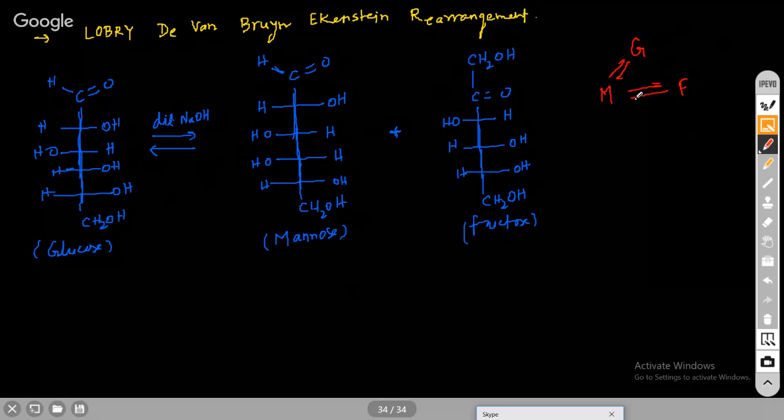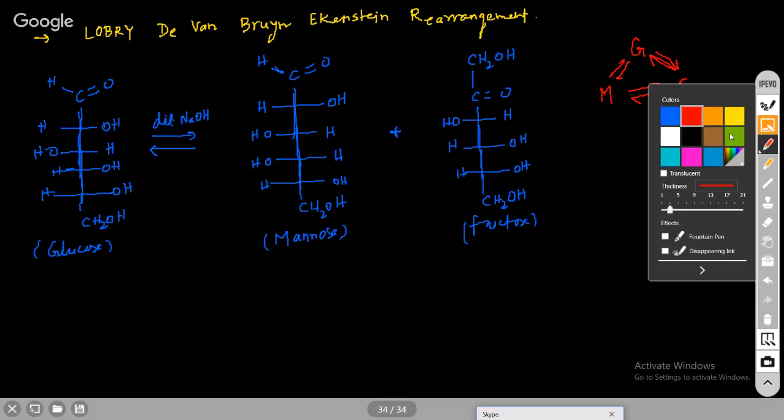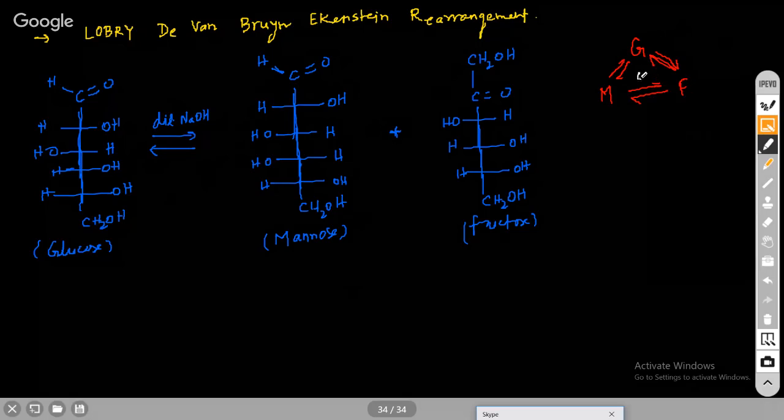Right? So if you take a molecule of fructose, then eventually in the mixture there will be glucose also, and there will be mannose also, in alkaline OH minus. So you have taken fructose, but because of this rearrangement, some part of fructose may convert into mannose and may convert into glucose. And these two contain aldehyde group as the primary functional group. That's why the mixture shows positive test.